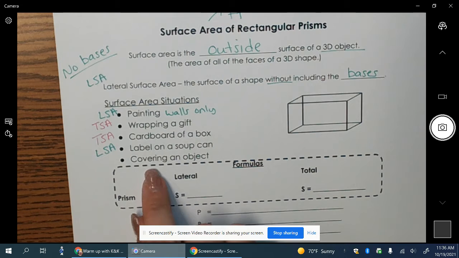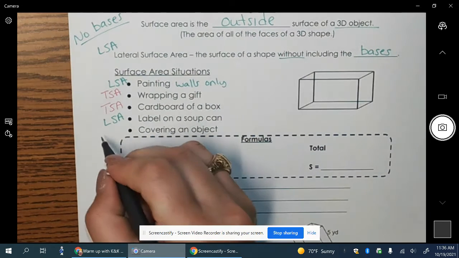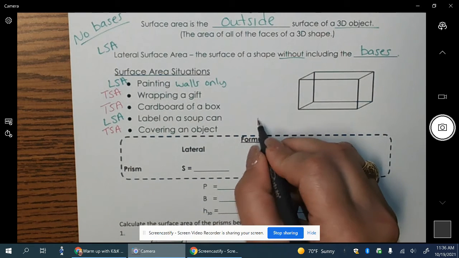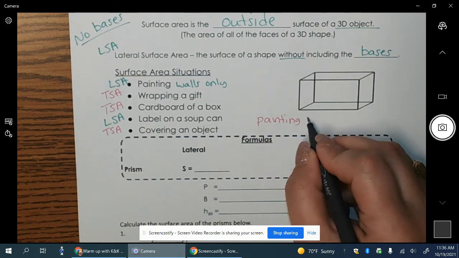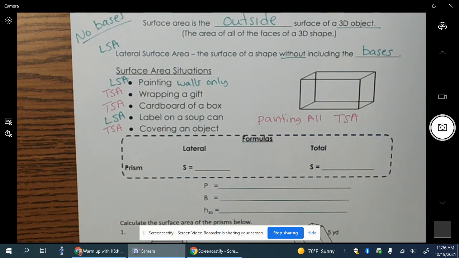Covering an object means you're covering all of it. That's total surface area. If I am painting all of the sides of a wooden cube or a box or a chest, if you're putting paint on all of that, that's total. So sometimes painting is total and sometimes it's lateral, so just make sure you know which one you're looking at.